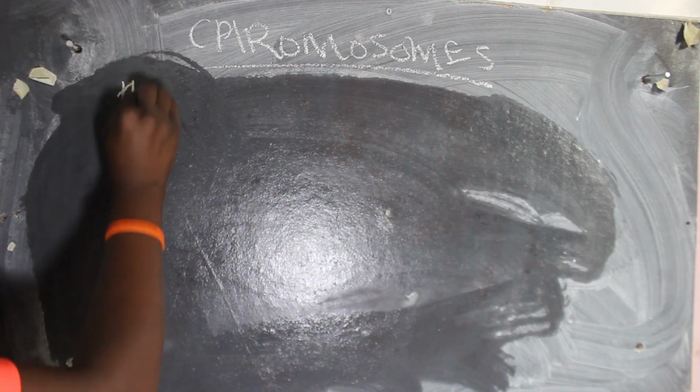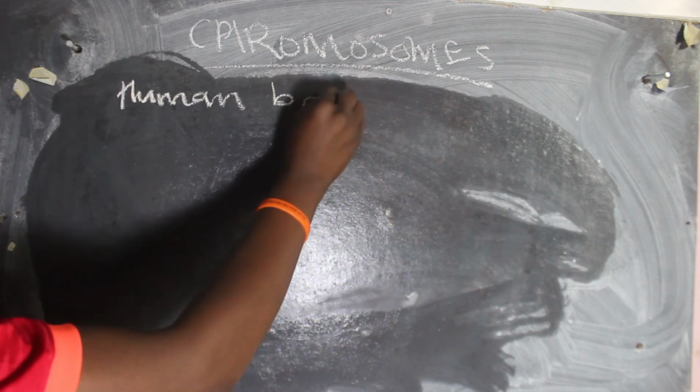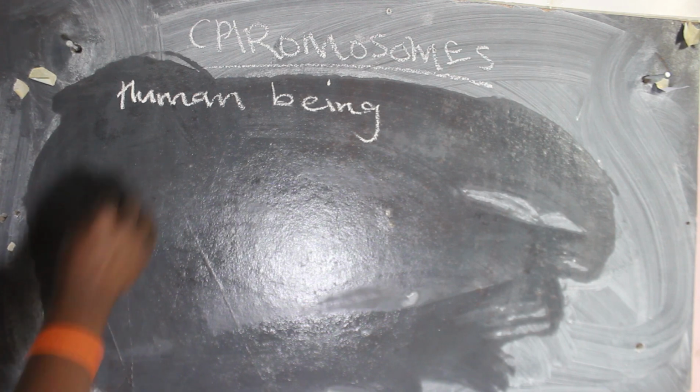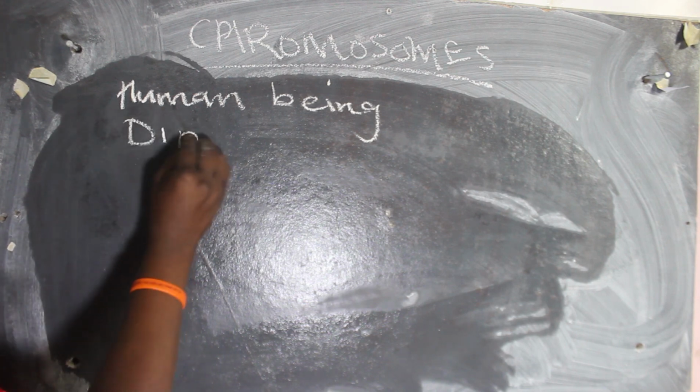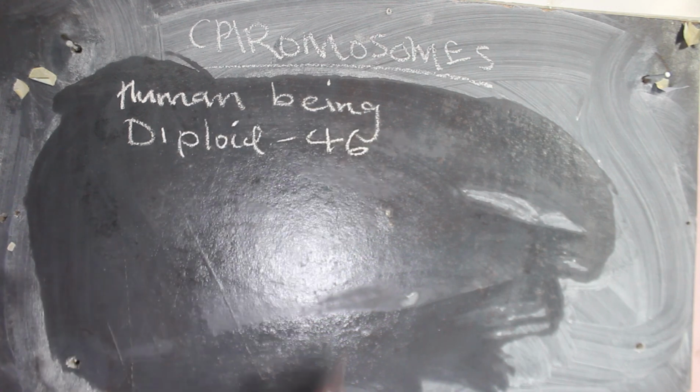So we'll start with a common species, and that is us, human beings. Let's talk about human beings as our first species. If we have human beings, the number of the diploid, I'll write diploid like that, the number of diploid is 46.